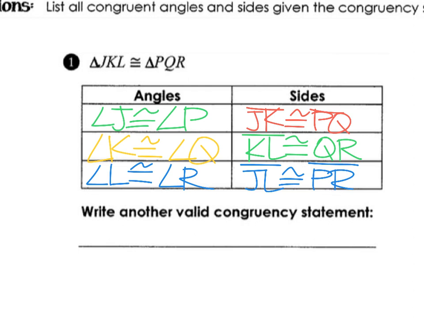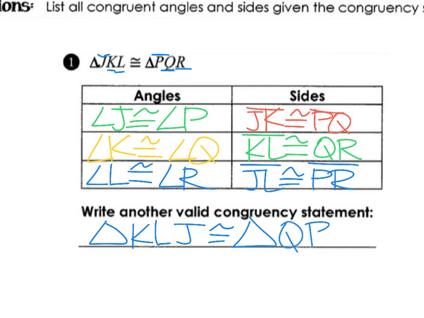What we would do is we would say triangle something is congruent to triangle something. And what we want to do is make sure we just rewrite them in the same order where corresponding angles and sides are congruent to each other. So the easiest way to do this would just be to say the second, third, and then back to the first. So we could say triangle KLJ. So the second, third, and then the first letter is congruent to triangle QRP.